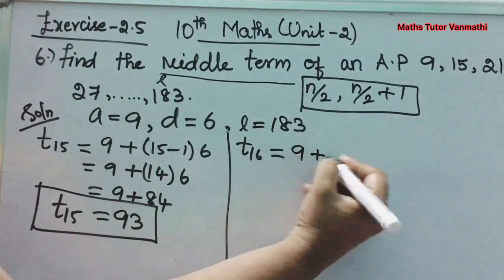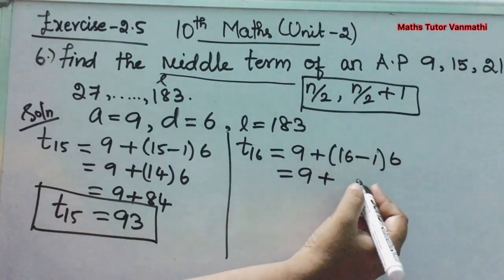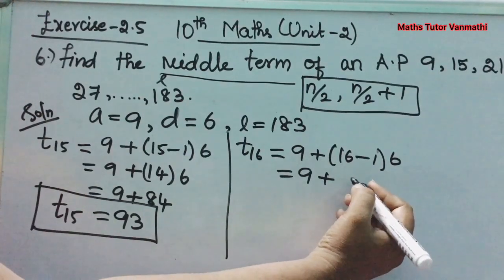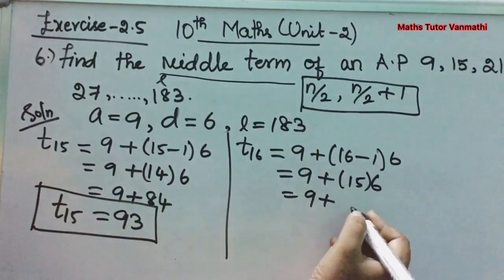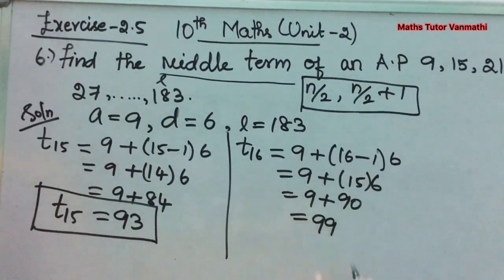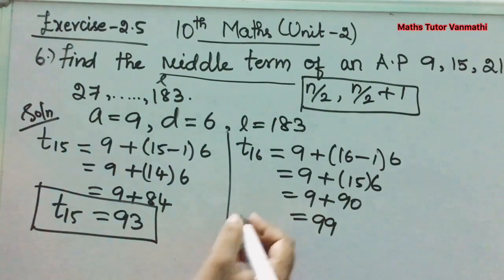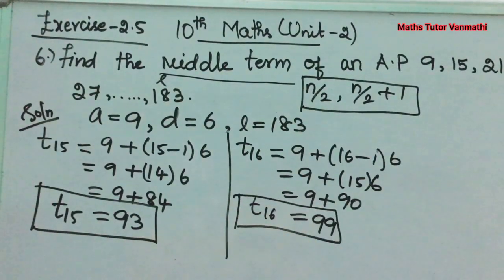Next we are going to find T16, the next middle term. 9 plus 16 minus 1 into 6. 9 plus 16 minus 1 is 15 and 6. 9 plus 6 5s are 30. Carry 3. 6 1s are 6, 7, 8, 9. 90 plus 9 is 99. So T16 value is 99. So these are the middle terms we have found in this problem. The two middle terms are 93 and 99. Clear? Shall we move on to the next problem?